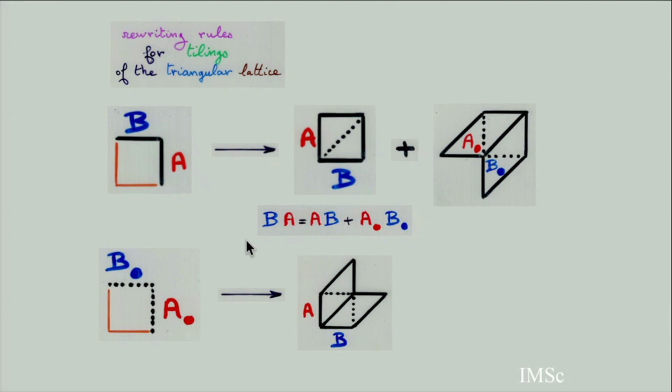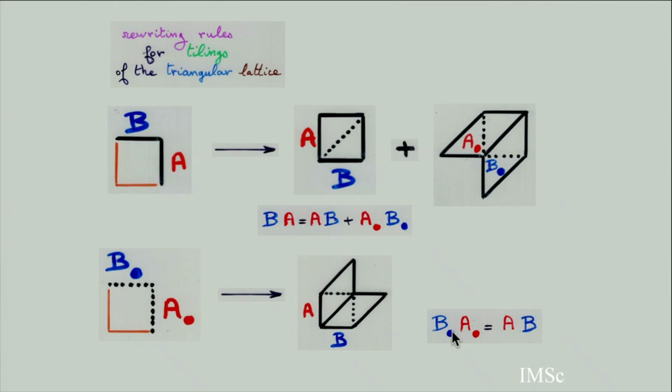Now what happens with B dot A dot? If you look carefully, there is only one possibility to have this configuration. If you have 2 edges which are inside the tile, then this is the only possible way, and this gives AB. B dot A dot gives AB, so you have this rewriting rule or this equation.